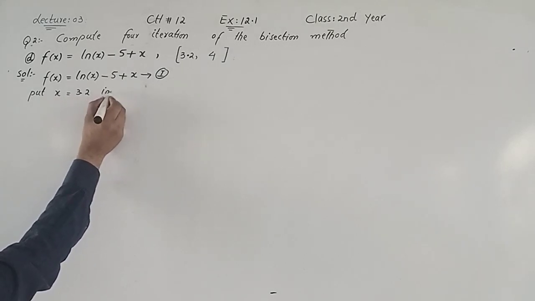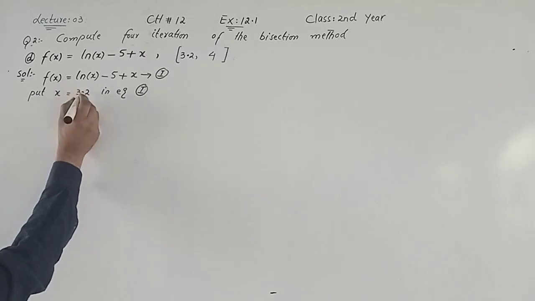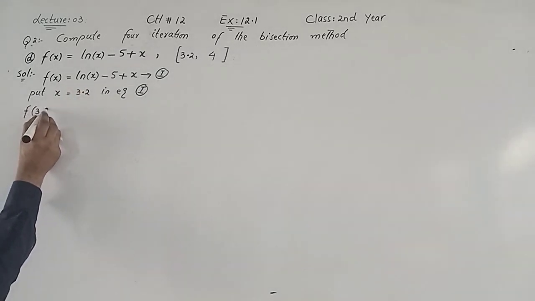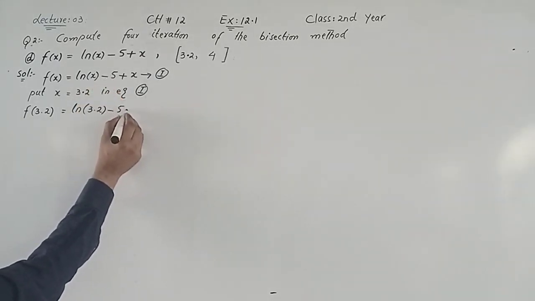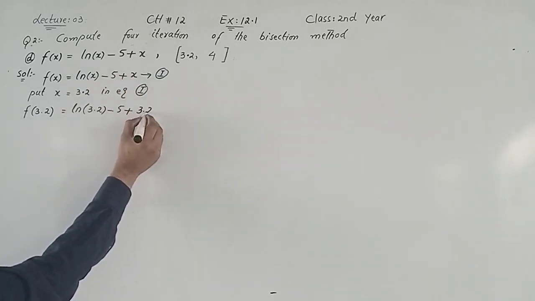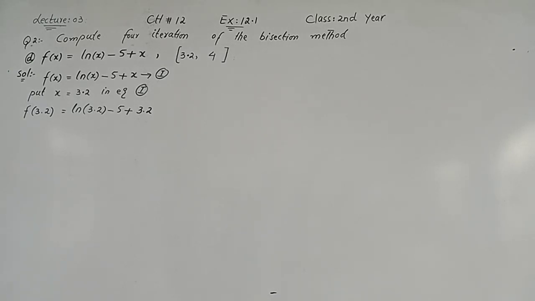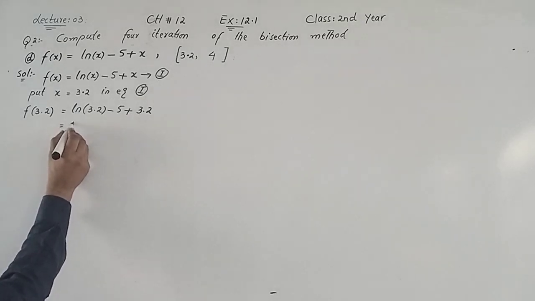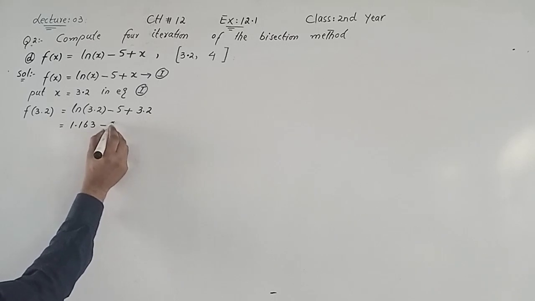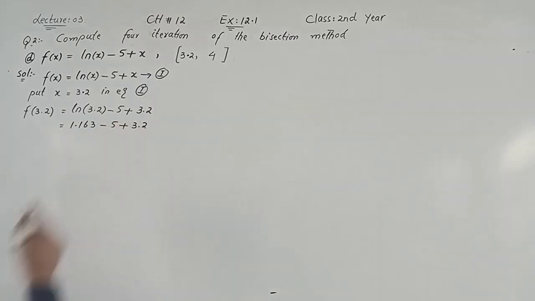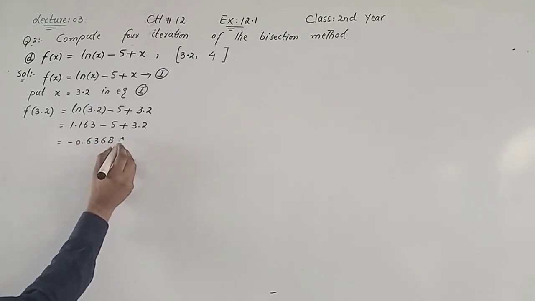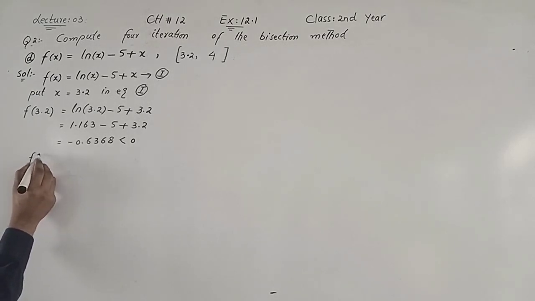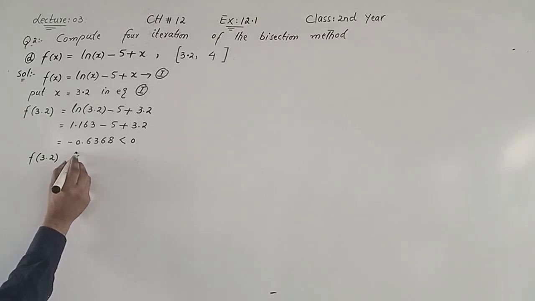Put x is equal to 3.2 in equation 1. तो क्या आ जाएगा? f(3.2) is equal to log of 3.2 minus 5 plus x की जगह लिखते 3.2. तो क्या आ जाएगा? log of 3.2 से हमारे पास आ जाएगा 1.163 minus 5 plus 3.2. तो क्या आ जाएगा? इससे हमारे पास आ जाएगा minus 0.6368 which is less than 0. So f(3.2) is negative.